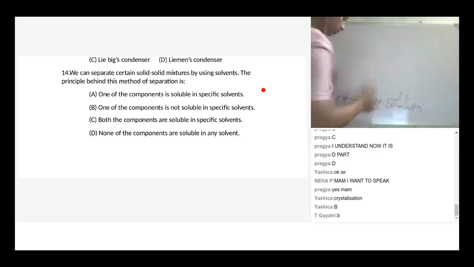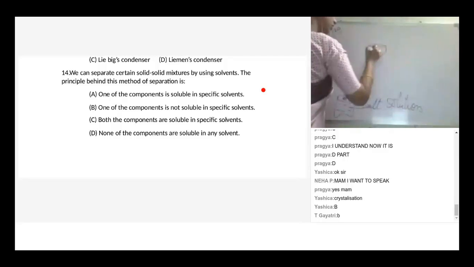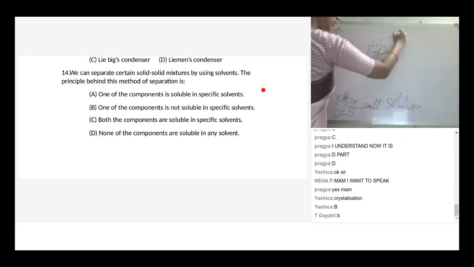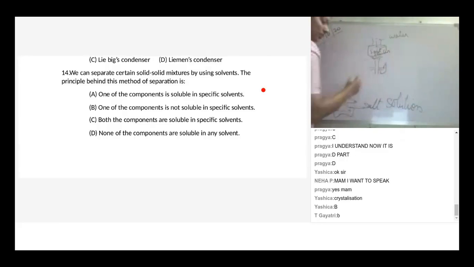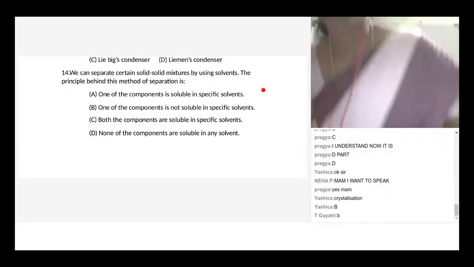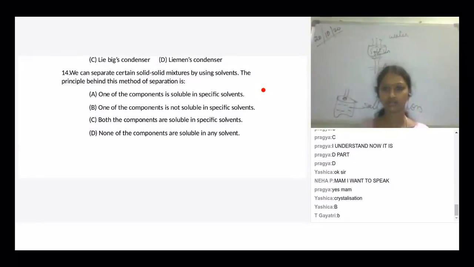Yes, ma'am. So here salt is there. This salt solution, if I do the evaporation process, on heating, the water will be evaporated, and what will be left? What will be the leftover? Salt. Yes or no? This much process is there.